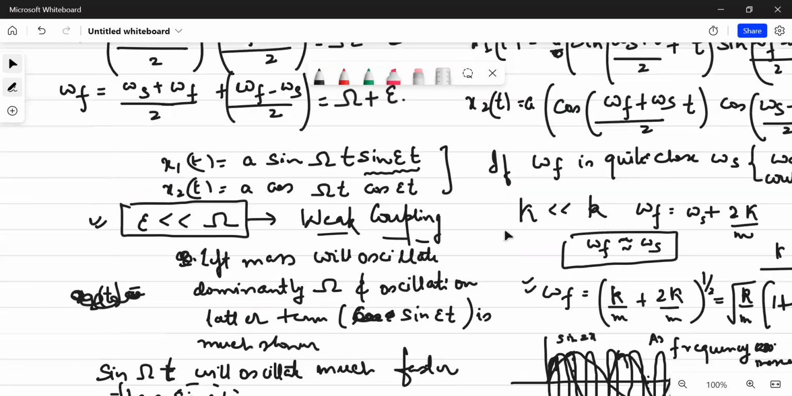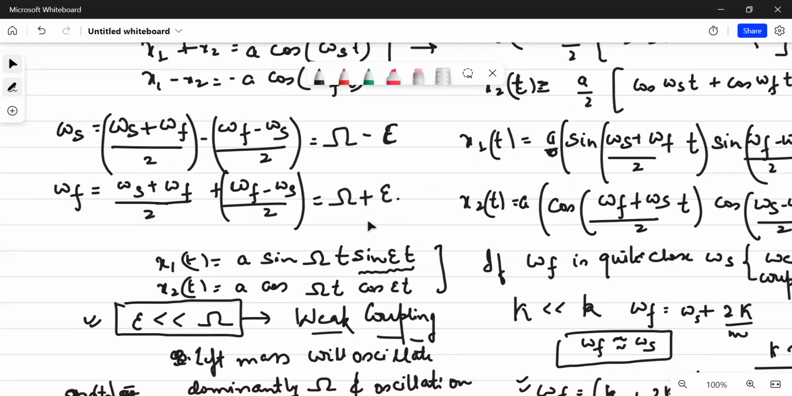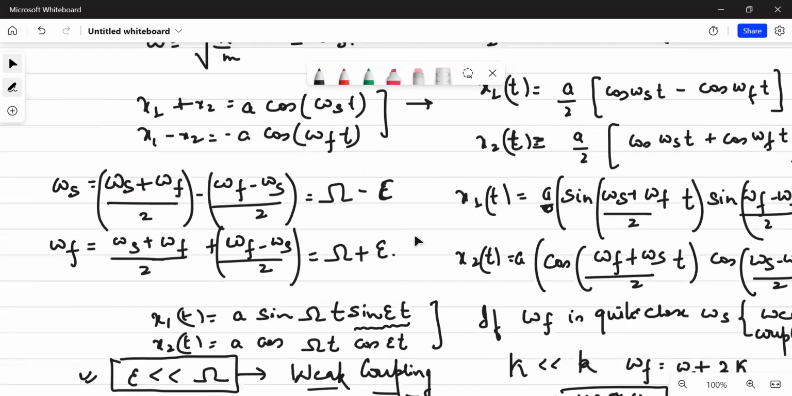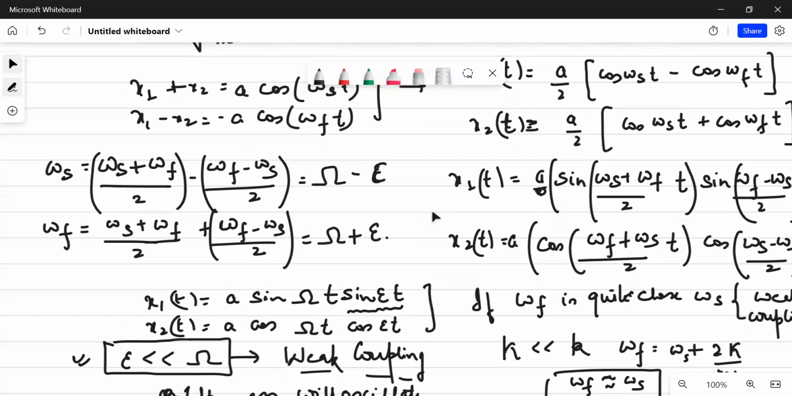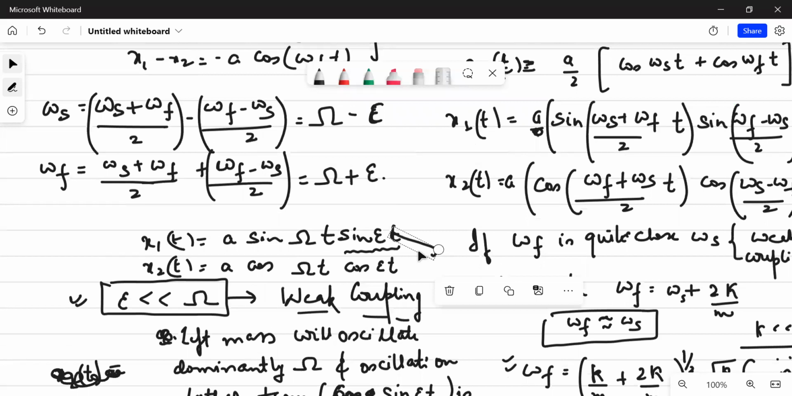So basically what is happening? These two are only superposing, isn't it? So if you see omega s and omega f, they are not having much of a difference. They're almost similar. So two frequencies which are almost close, and if A is the same amplitude, then it gives rise to a phenomenon of beats. In acoustics, this is quite a common phenomenon.